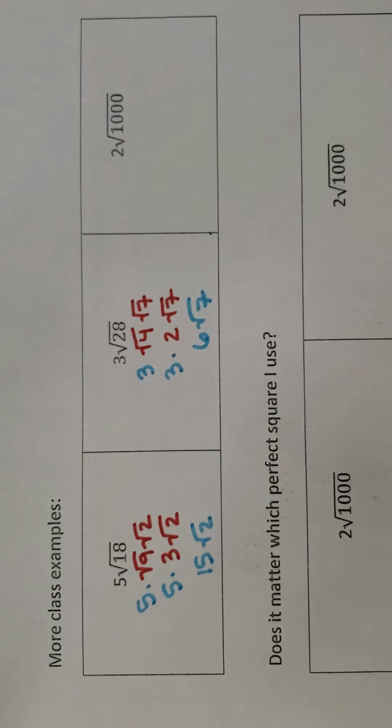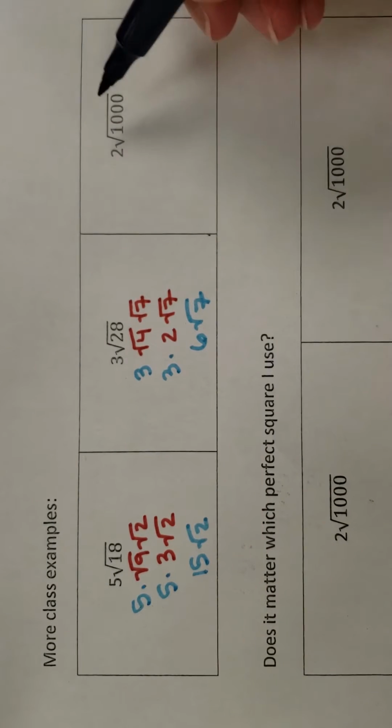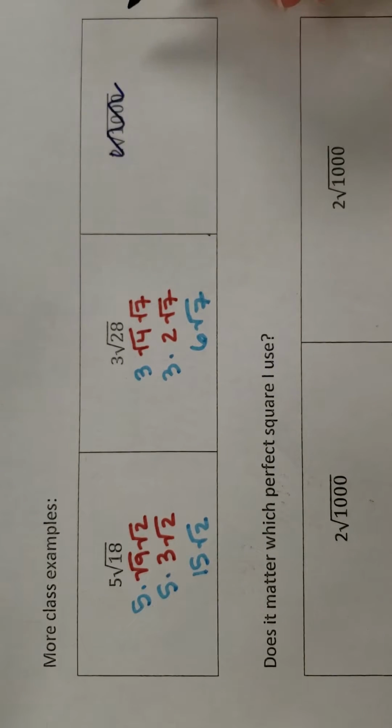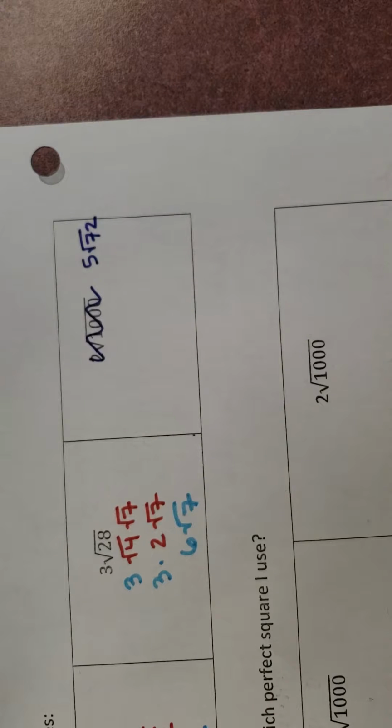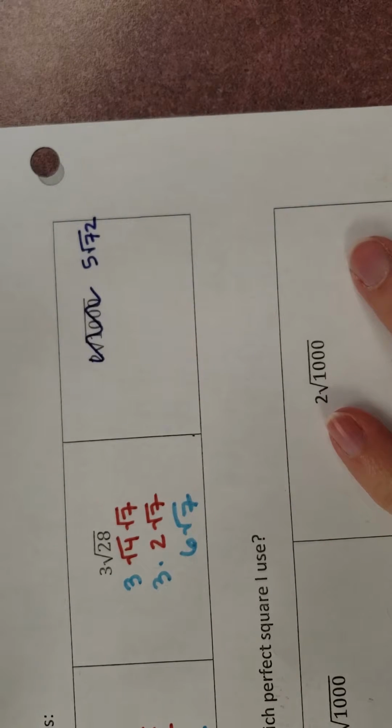Great. In your notes there was a typo. I apologize. This should read 5 square roots of 72. Now see if you can solve that. Give it a pause. You can push play again.